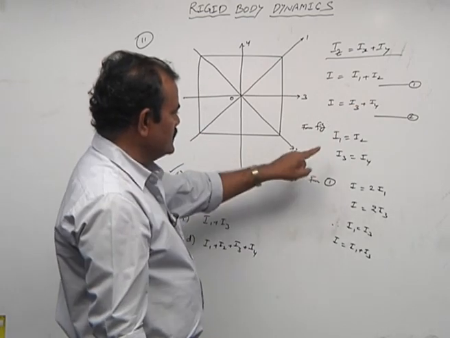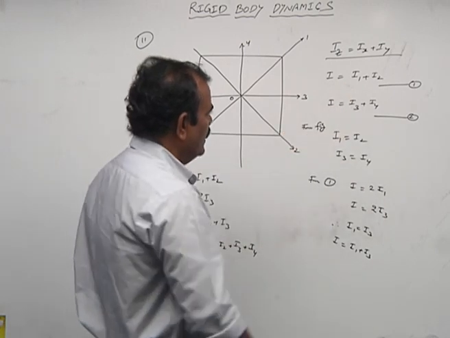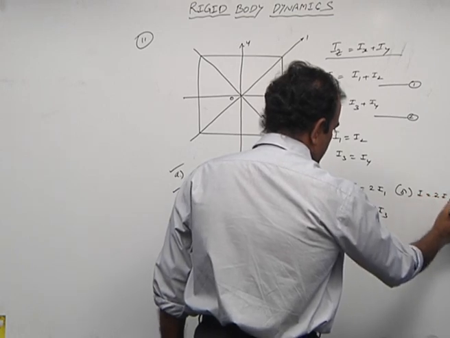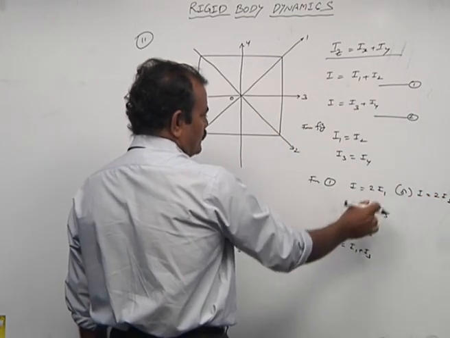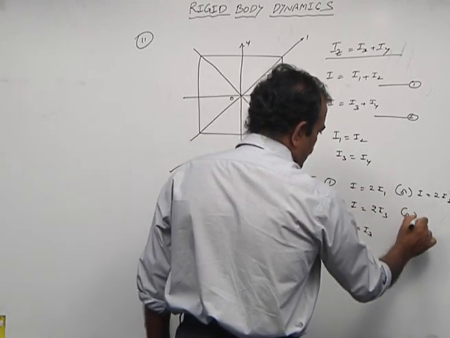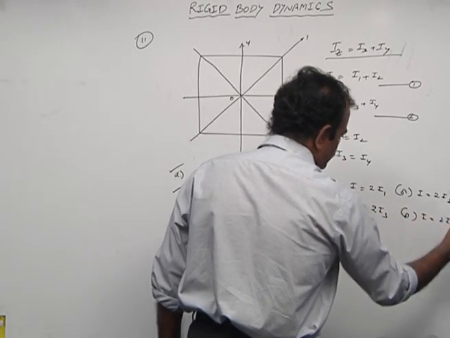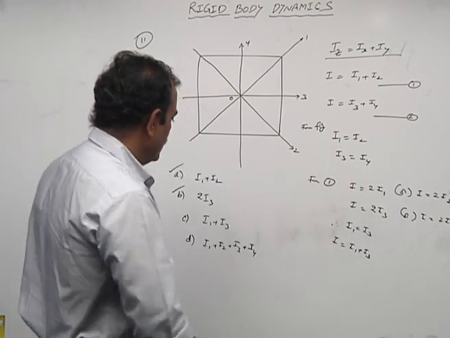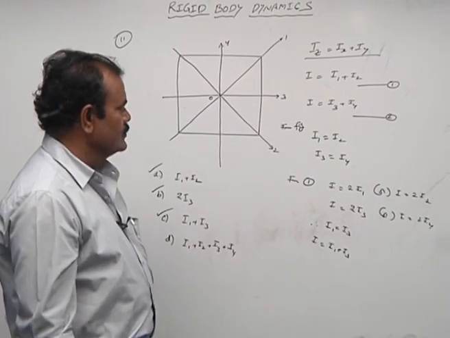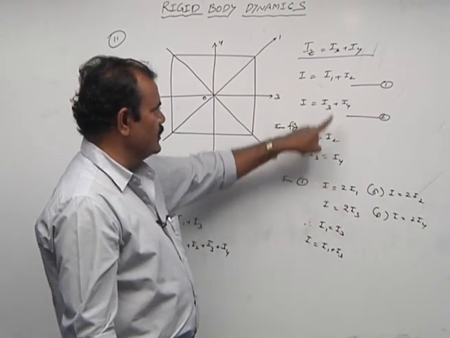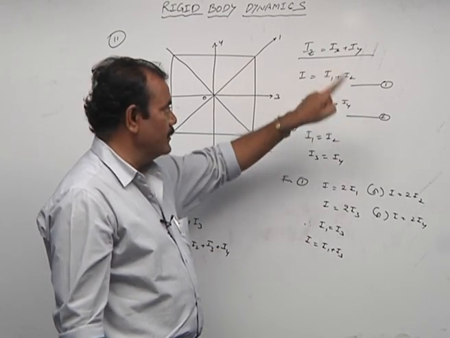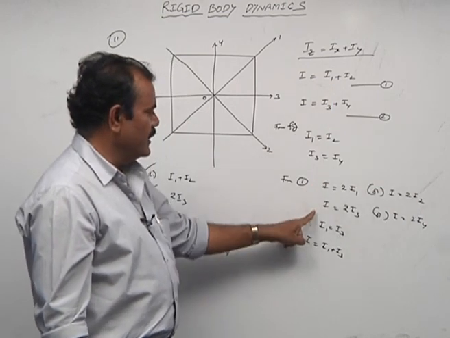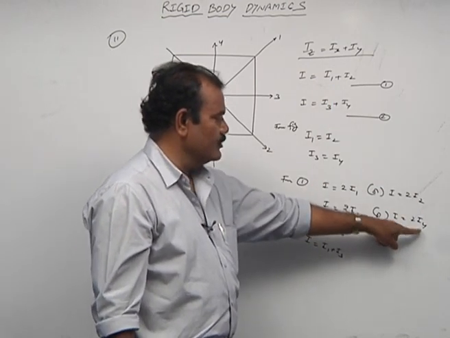And if you are taking I is equal to 2I1 or I is equal to 2I2, I is equal to 2I3 or I is equal to 2I4, from these results we can prove this one also. So once again I tell you, I is equal to 2I1, because in place of I2 we can apply I1, that's why 2I1, or I is equal to 2I2. Similarly, I is equal to 2I3 or I is equal to 2I4.